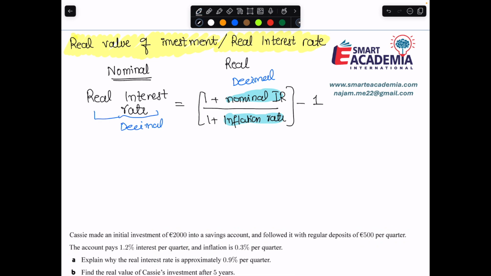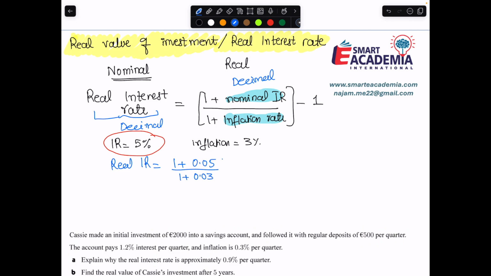For instance, I say my interest rate from the bank is 5%, whereas the inflation in the country is 3%. So I might think that my investment will rise by this particular interest rate, but this is not the case. Your real interest rate is basically 1 plus the nominal interest rate 0.05 over 1 plus the inflation rate 0.03, minus 1. And if you calculate this, you get 0.0194. Multiplying this with 100 to convert it to percentage, you get 1.94%. So this is your real interest rate.